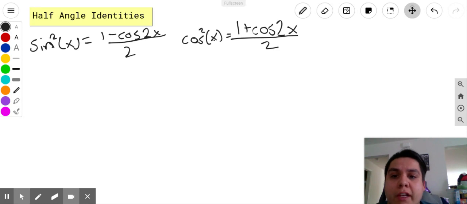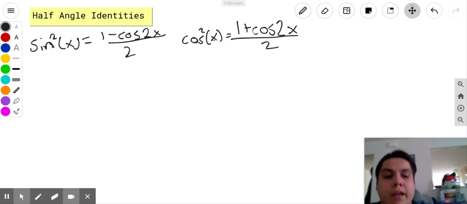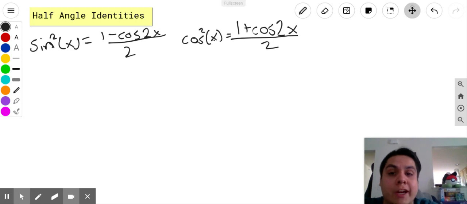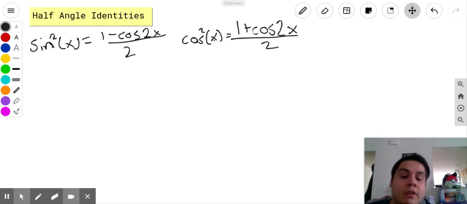So sine squared of x is the same as 1 minus the cosine of 2x divided by 2, as well as cosine squared of x should equal 1 plus cosine of 2x divided by 2. So here's what we're going to do. We're going to go ahead and figure out the half angle. So if x represents the angle, I need to cut that in half.